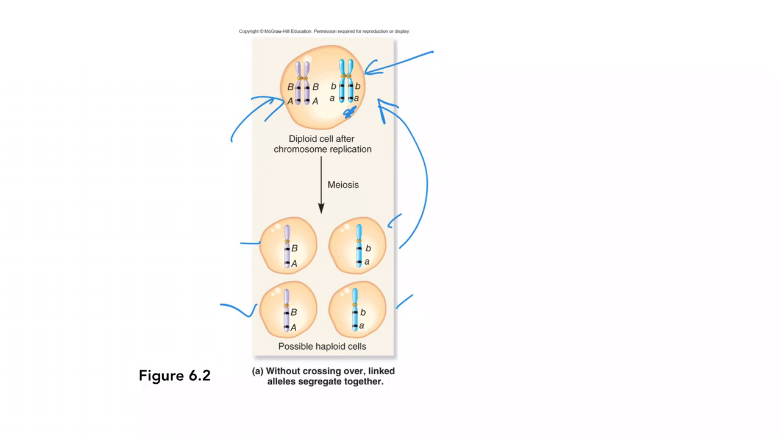So this violates our independent assortment, because under independent assortment, we would expect equal probabilities of each of these gametes and equal probabilities of all the possible combinations. So the haploid cells are containing the same combination of alleles as the original chromosomes.